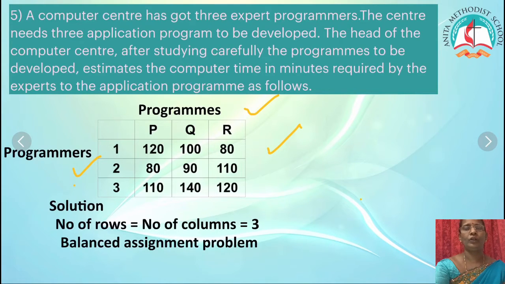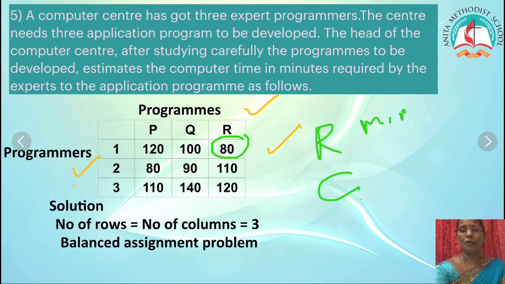Now I am going to frame the reduction table. I am going to do the row reduction as well as the column reduction. How to do this? You have to find the row minimum as well as the column minimum, and subtract that particular number from every cell. First I do it row wise.